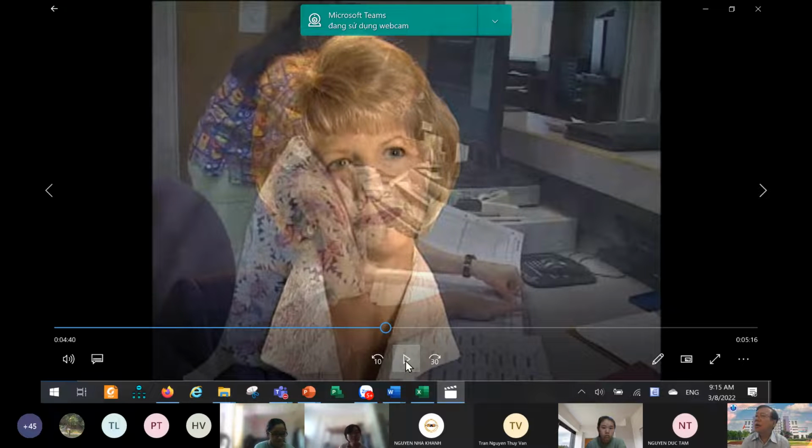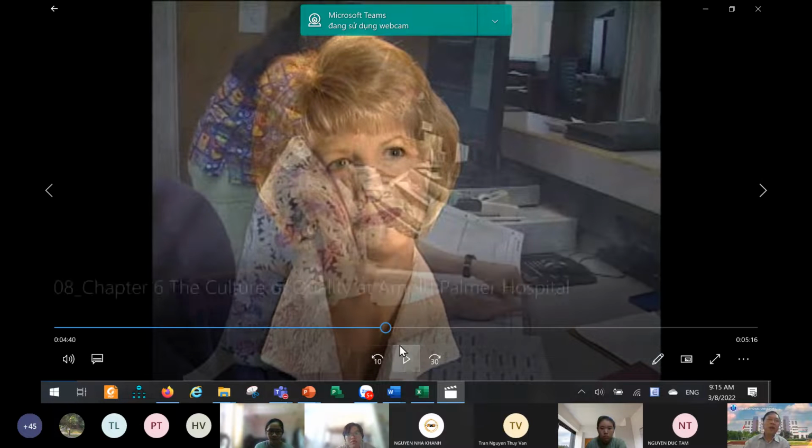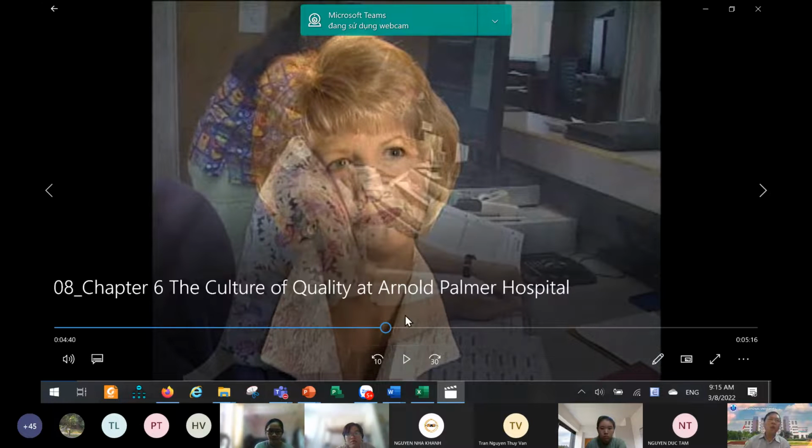Okay, they get the opinion or idea from the patient through the survey. In the survey, one very important question is, would you recommend this hospital to your family and friends? So they can see that kind of hospital gets the top 10% nationwide for the satisfaction of the patient.